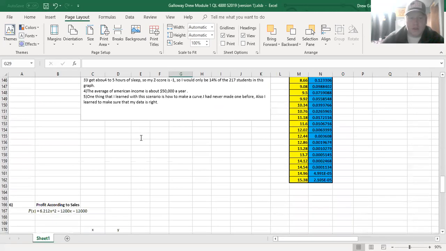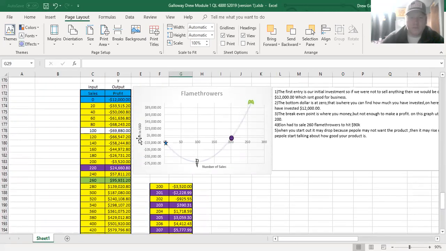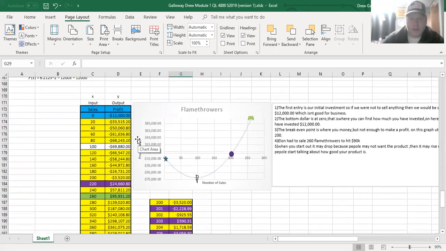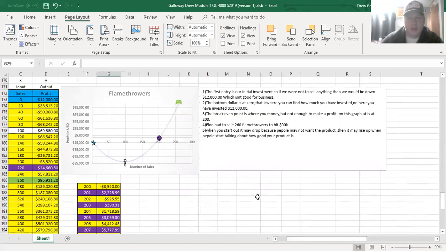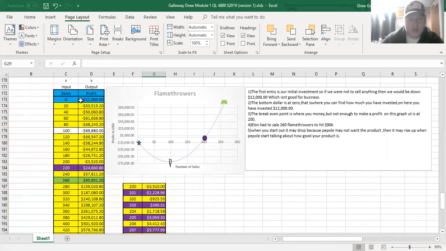All right, let's go down to 6. All right. So the first entry is initial investment. If we were not to sell anything, we could be down $12,000, which really isn't good for business. As you can see here, it'll start at $12,000 because that's our initial investment. That's how much we put in to the flamethrowers, and then it goes down till we start hitting about.